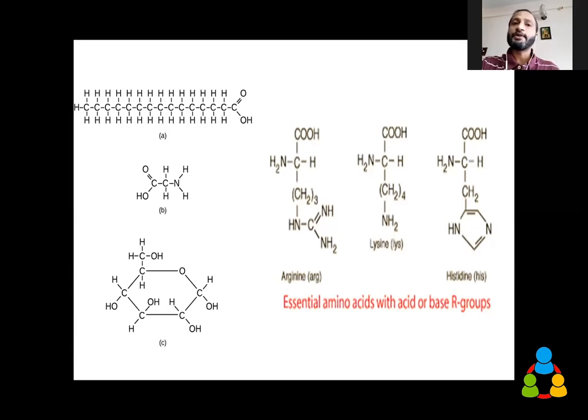You can synthesize hundreds of amino acids in the laboratory, but all life has only around 20-odd amino acids. The same amino acids are repeated in all the proteins of all the animals and plants in this place. So that is the one major pointer that we are descended from a common ancestor.